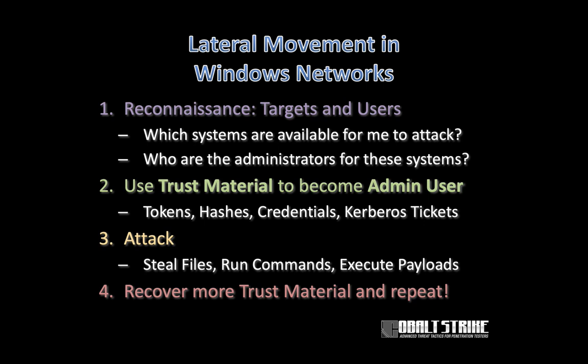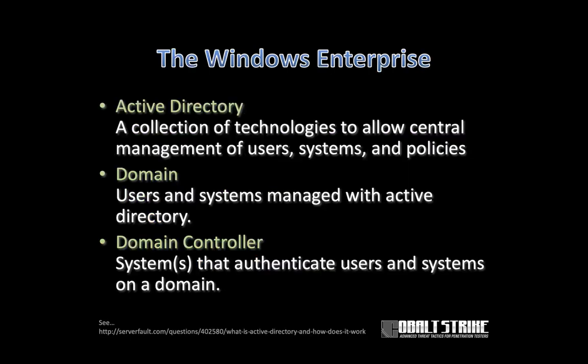Step 3. Once you have authenticated to a system as an administrator user, you can use those rights to steal files, run commands, or execute payloads. Step 4. Use your new accesses to recover trust material and determine which systems you are able to move to next. Keep repeating this process until you end up where you need to be to meet your objectives. This is lateral movement.